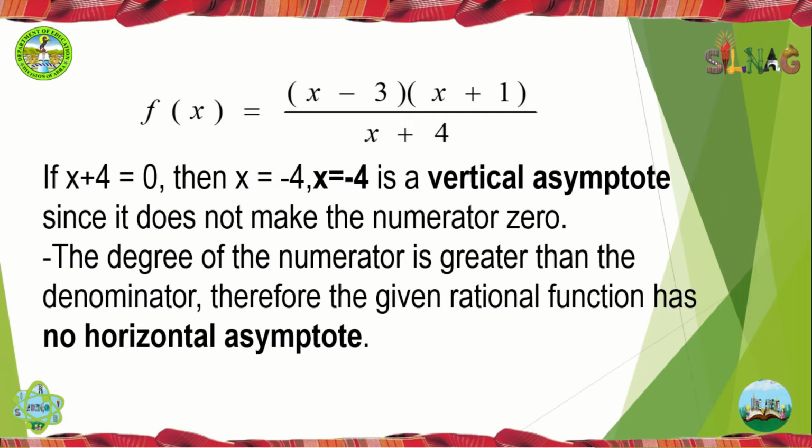Then the degree of the numerator is greater than the degree of the denominator. Therefore, the given rational function has no horizontal asymptote because the degree of the numerator is 2 and the degree of the denominator is 1.